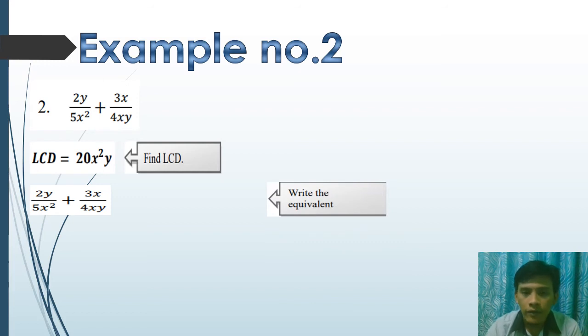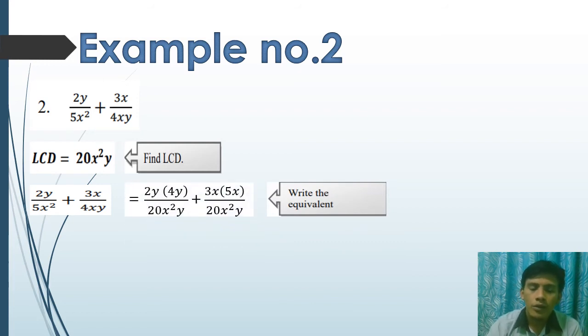Then write the equivalent. 20x squared y divided by 5x squared: 20 divided by 5 is 4. x squared divided by x squared is equal to 1, so cancel out x squared. y will remain. So that's why 4y. 4y will be multiplied to the old numerator, which is 2y.